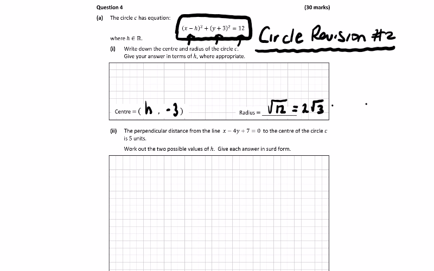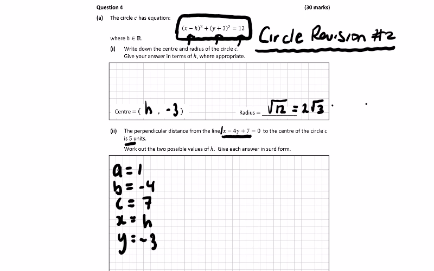And then we're told that the perpendicular distance from this line to the center is 5. So write down your a, b, c, x and y to eliminate error. a is the number in front of x, which is 1. b is minus 4. c is 7. And x and y are the center. The distance is to the center, so x is h and y is minus 3.